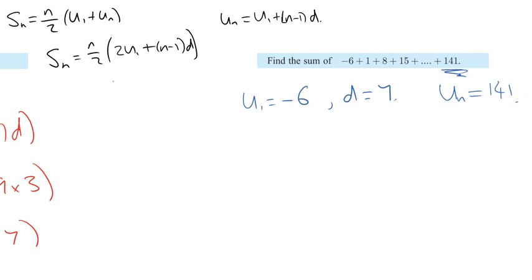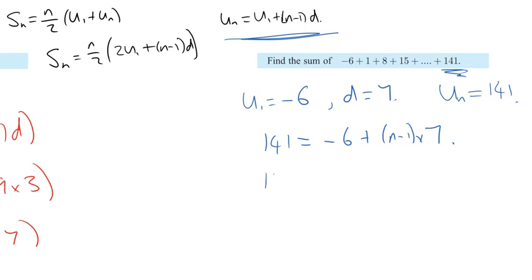So both of the formulas for the sum, both of these two on the left-hand side, have an n in them. So we're going to have to find that n before we can use either of them. So we'll have to start off with this. We know that 141 is our un, we have u1 and we have d. Let's try and find out the number of terms first. So we'll sub in the values: minus 6 plus (n - 1) multiplied by the common difference 7. So let's simplify this.